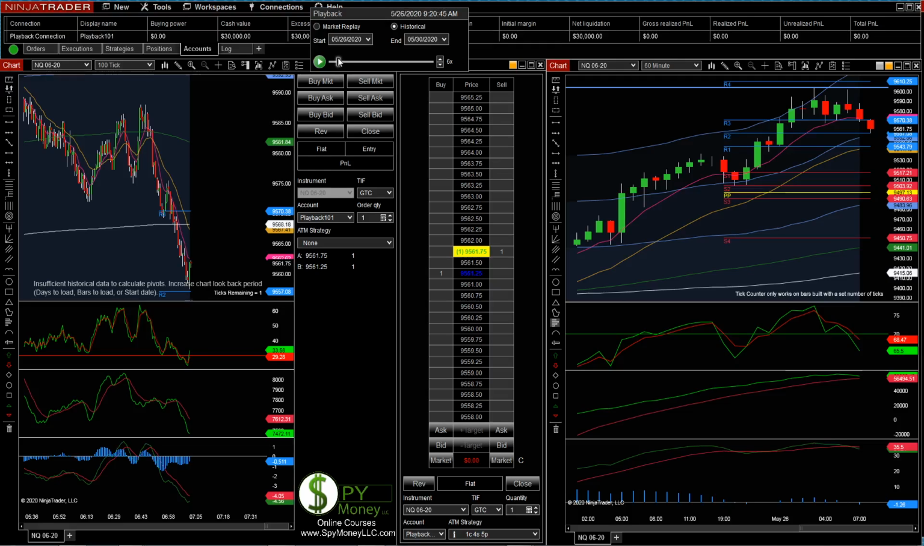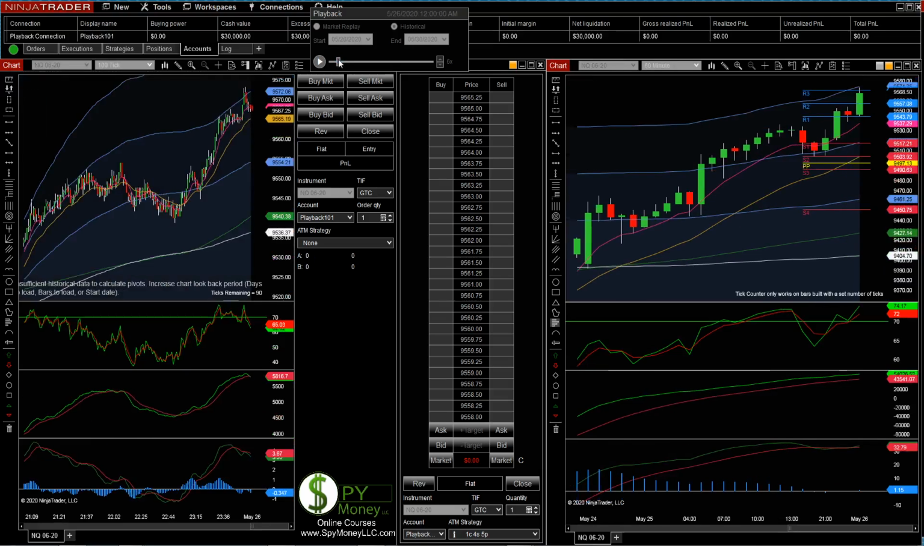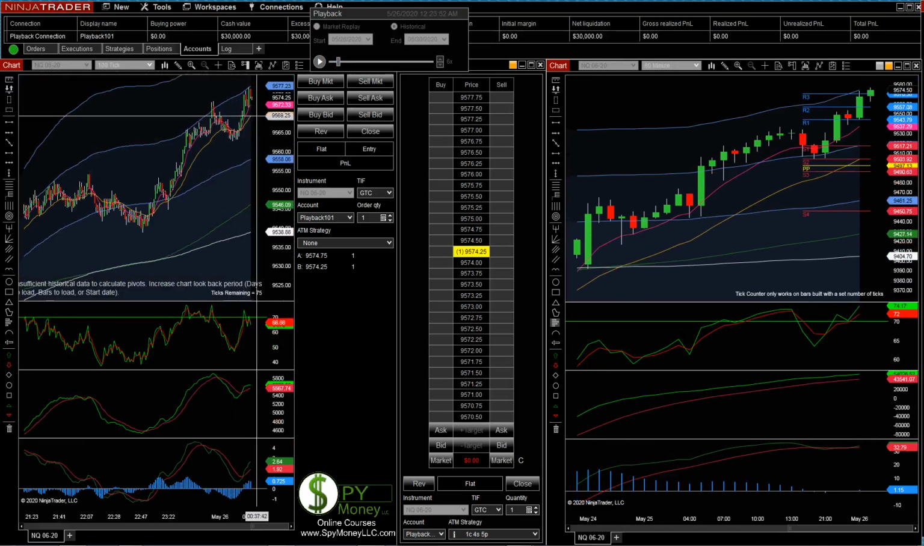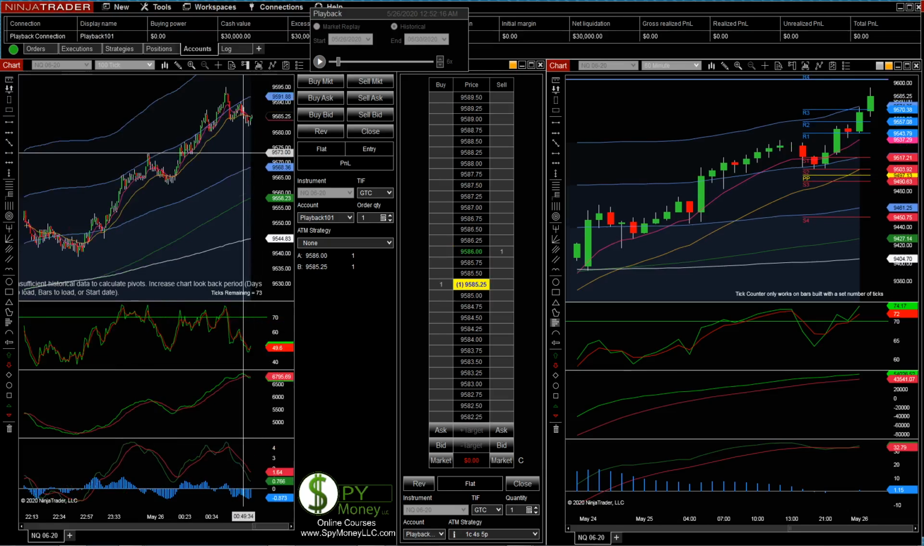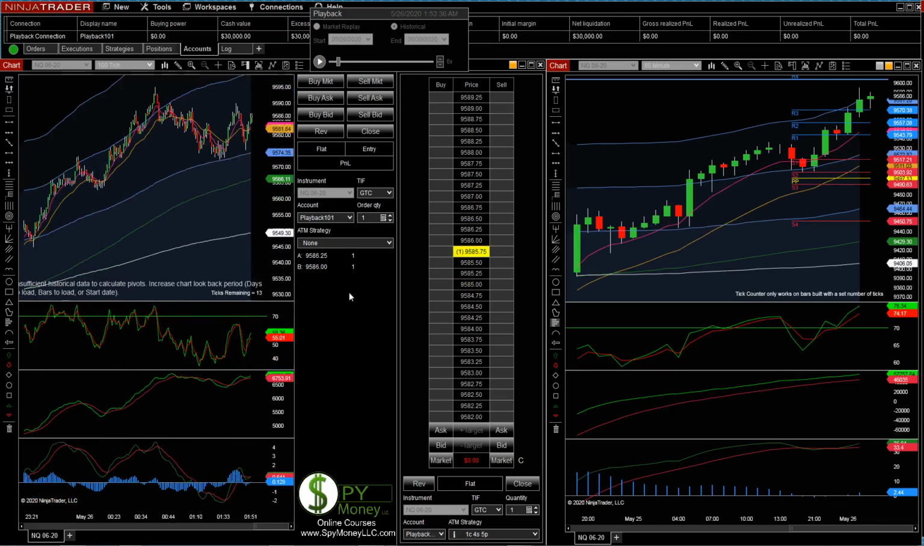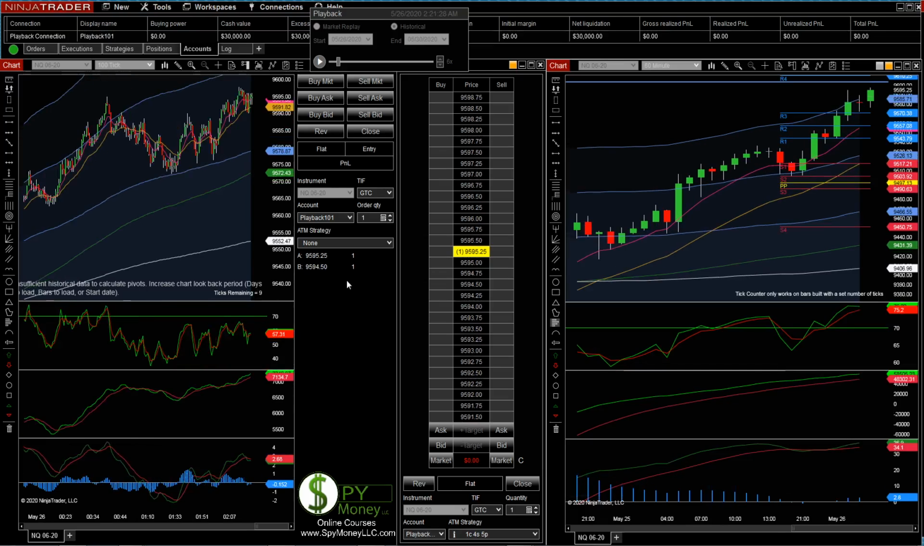Let's see here. Trying to get it at 9:30. I can get it right there, 9:20, and I'll just speed it up. And then you'll see that the 100 tick is just too small to trade when you get high volume.